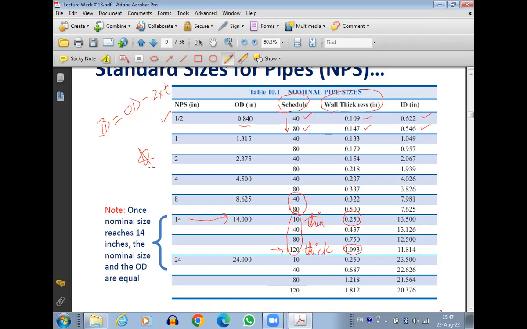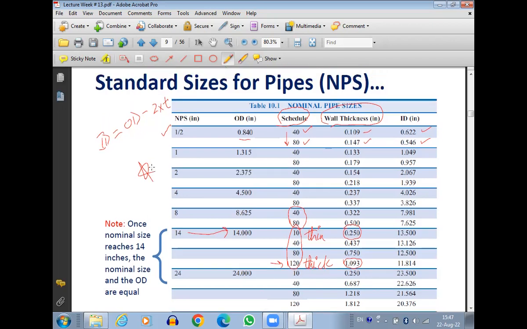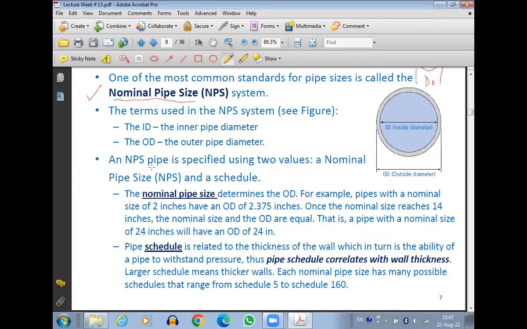But whenever you're purchasing pipe from the market, you have to go for the commercially available ones. And these are the commercially available ones. This is how you can actually get them from the market. So this is about the standard size of pipes, the commercially available ones.